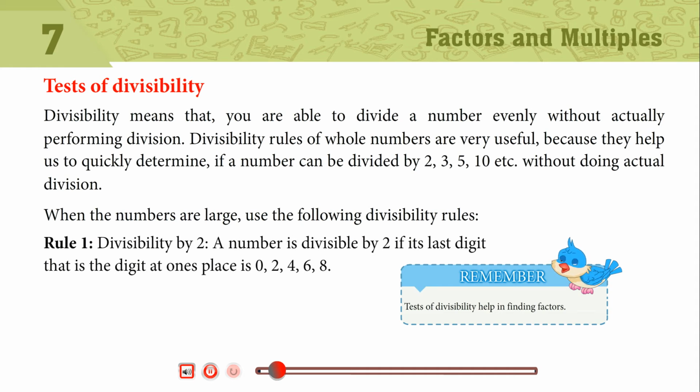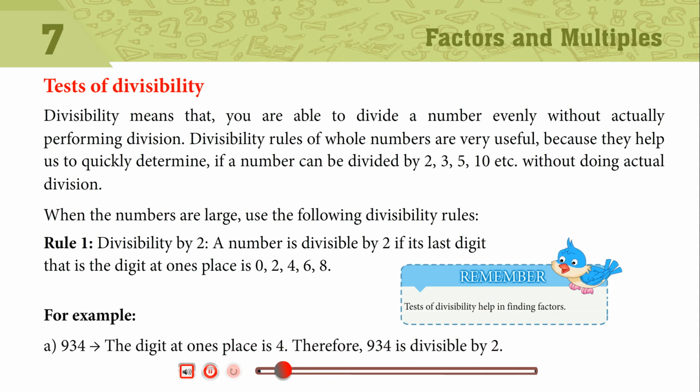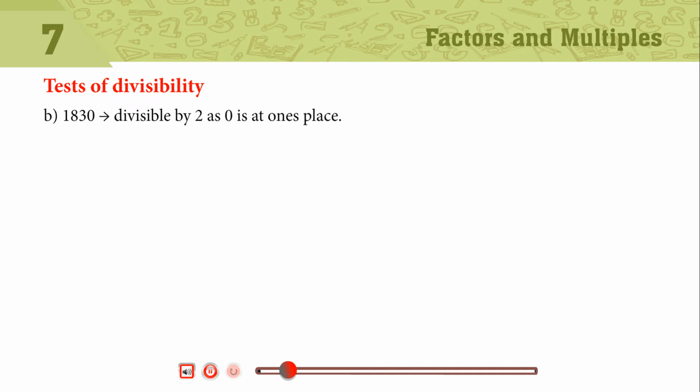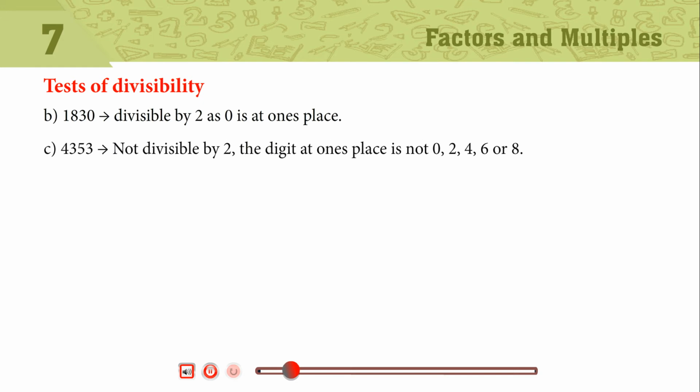Rule 1. Divisibility by 2. A number is divisible by 2 if its last digit, that is, the digit at ones place, is 0, 2, 4, 6, 8. For example, 934. The digit at ones place is 4. Therefore, 934 is divisible by 2. 1830. Divisible by 2 as 0 is at ones place. 4353. Not divisible by 2, the digit at one's place is not 0, 2, 4, 6 or 8.